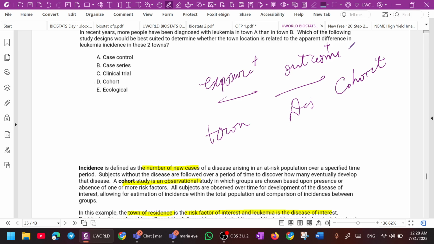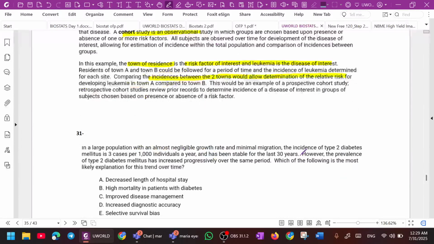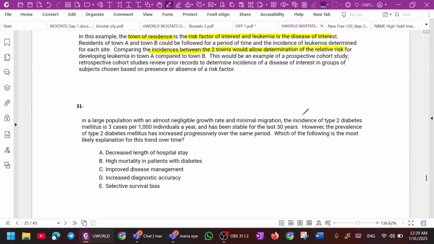True, that question is a bit tricky because we are used to exposure being smoking, not smoking, things like that. We are not used to exposure being a town, a location. I think that's what made it tricky. Okay, it makes a little bit of sense. I was too firm on ecological study. It's okay, it makes sense because they say location.